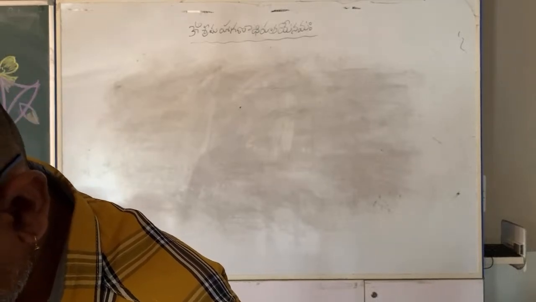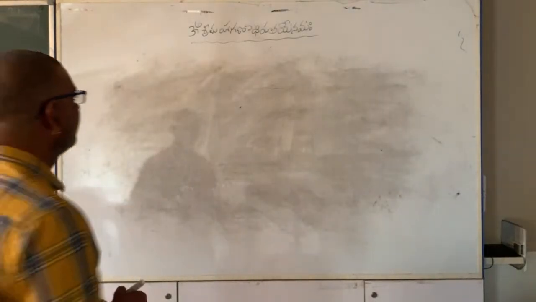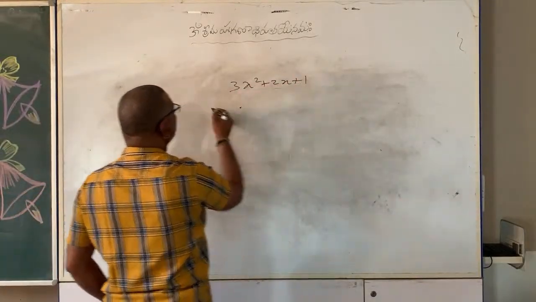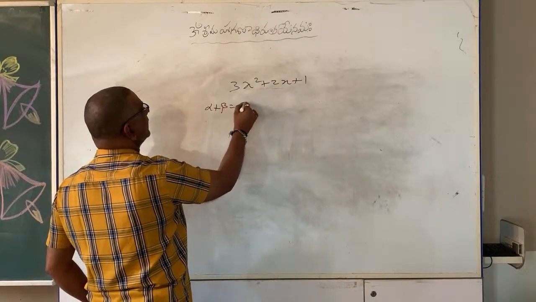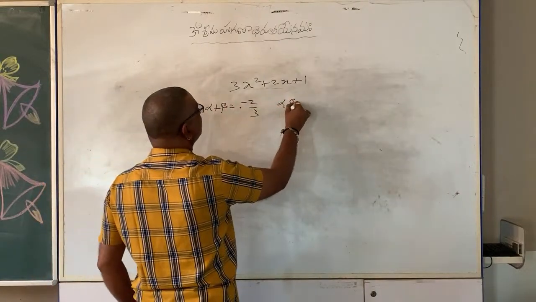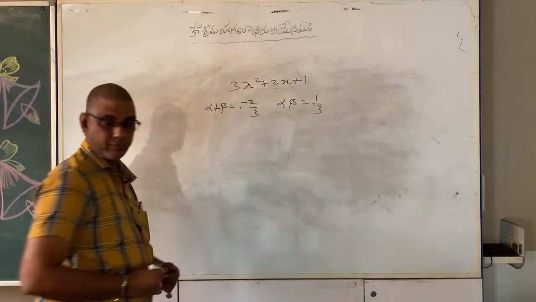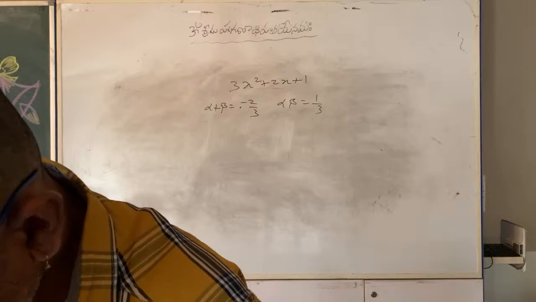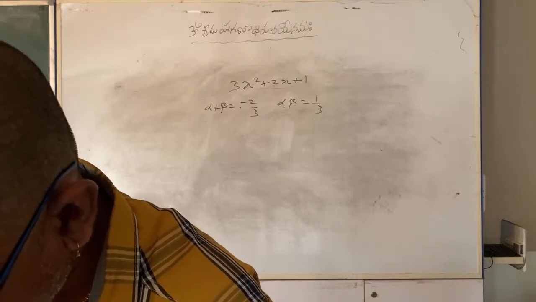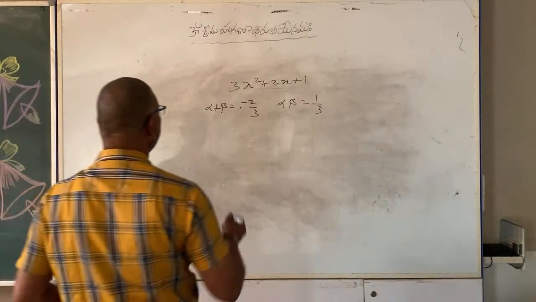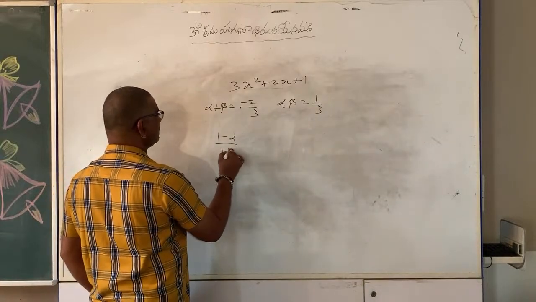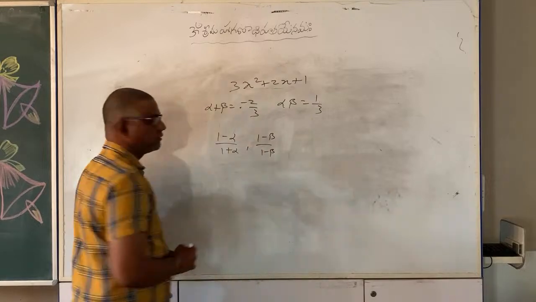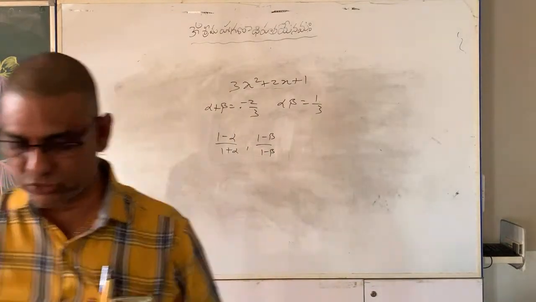Alpha beta are the zeros of 3x square plus 2x plus 1. Alpha plus beta is minus 2 by 3. Alpha beta is 1 by 3. Find the polynomial whose zeros are 1 minus alpha by 1 plus alpha, 1 minus beta by 1 plus beta. We need to find the polynomial whose zeros are these.